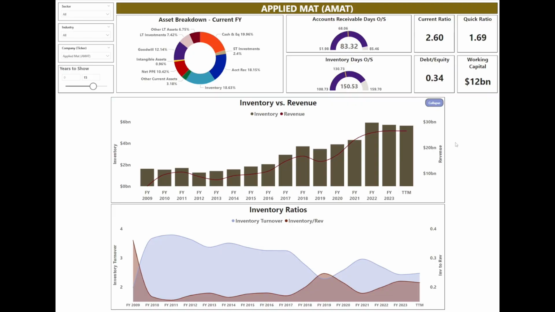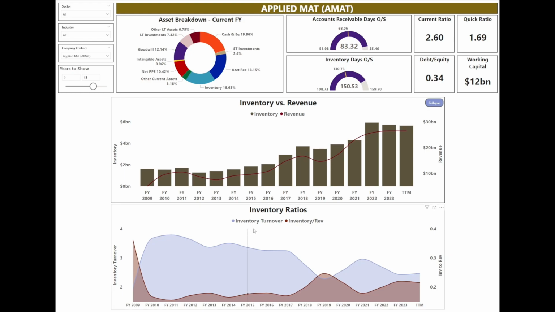When you're assessing inventory, there's a couple of things to look at. This is Applied Materials. First thing you want to look at is inventory versus revenue. You want to see that inventory increasing along with revenue, and ideally decreasing when revenue decreases. That's telling you the business does a very good job of managing their inventory. Right now, Applied Materials is actually at 150 days of inventory outstanding, which is kind of typical in the semiconductor industry right now. All of them are having issues due to the semiconductor mini recession.